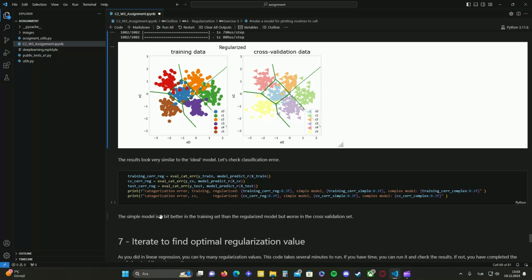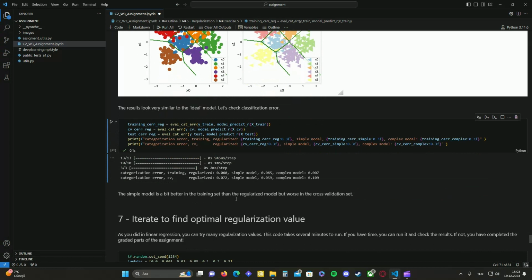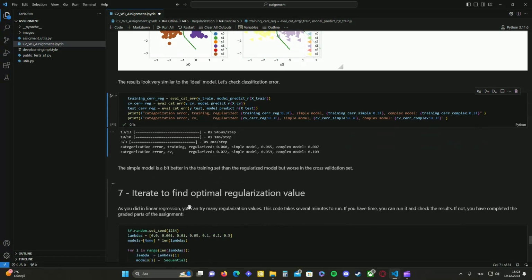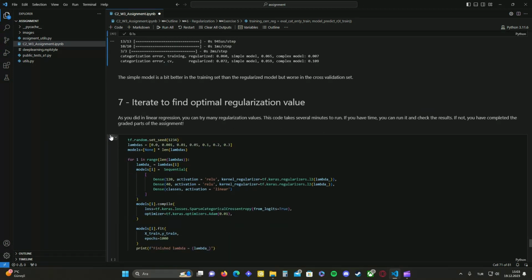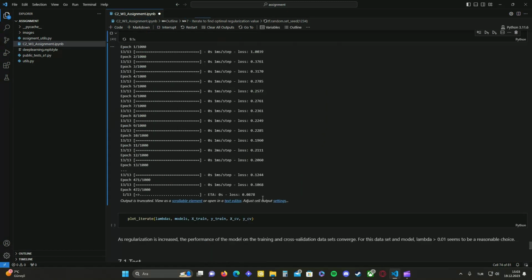The results are very similar to the ideal model, and here are the error rates. The simple model is a bit better on training sets than the regularized model, but worse in cross-validation tests. Iterate the optimal regularization value. Let's run it.